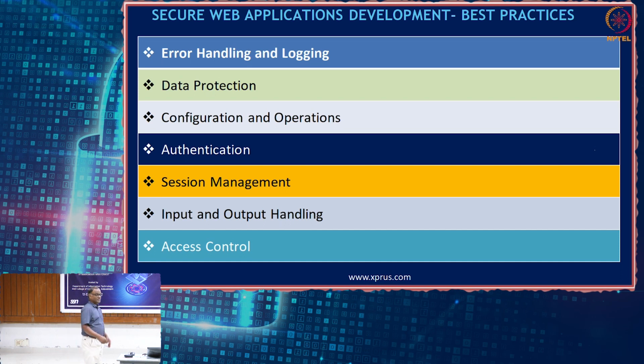Input and output handling. We talked about input validation: if somebody is entering a wrong character, or instead of the legitimate number of characters, any other special characters in your scripts, the SQL injection we talked about, and finally access control. These are some of the best practices you should always follow at all stages, whether you are in development, operations, network security, cloud, everywhere.